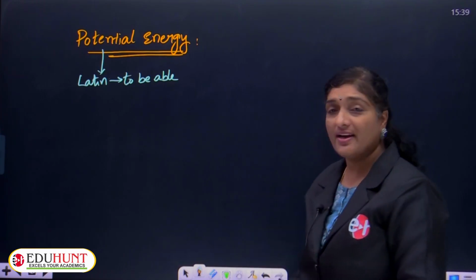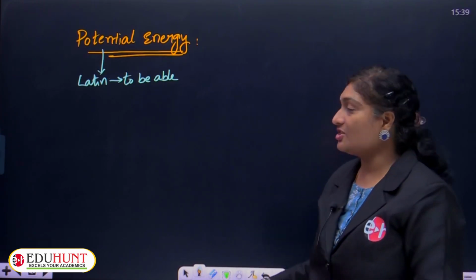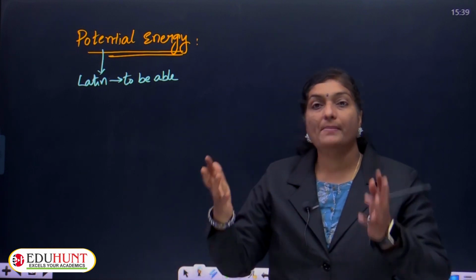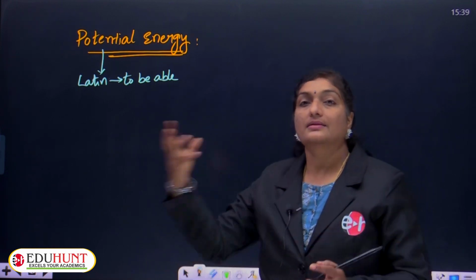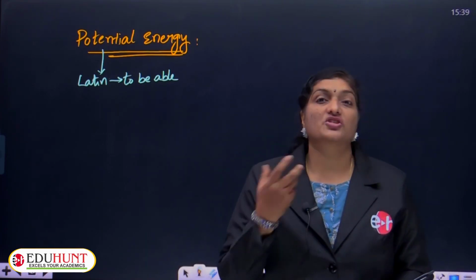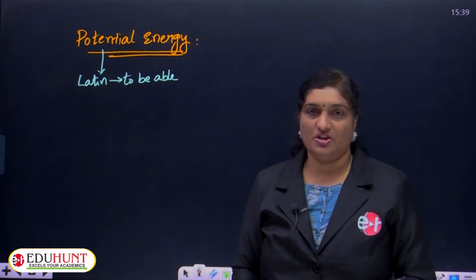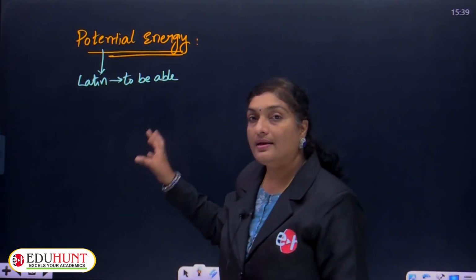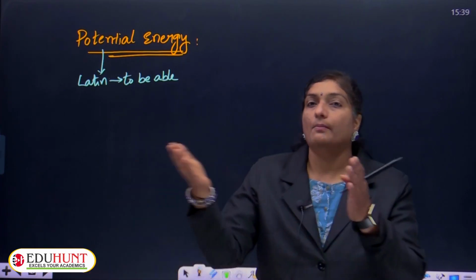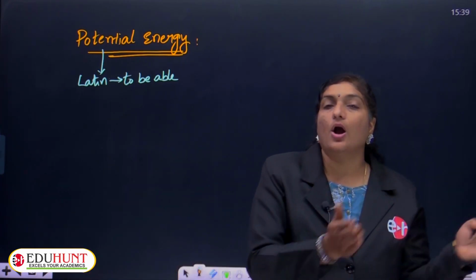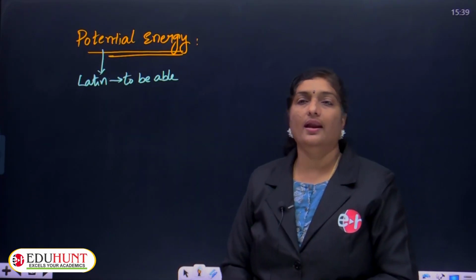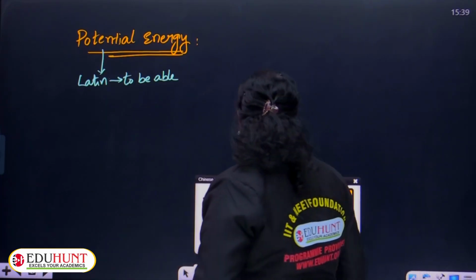So what is potential energy? The definition of potential energy is the energy possessed by a body by virtue of its something. What is that something? Maybe by virtue of its position, shape or configuration. So repeat, the energy possessed by a body by virtue of its position, shape or configuration is defined as potential energy. So let me write the definition.